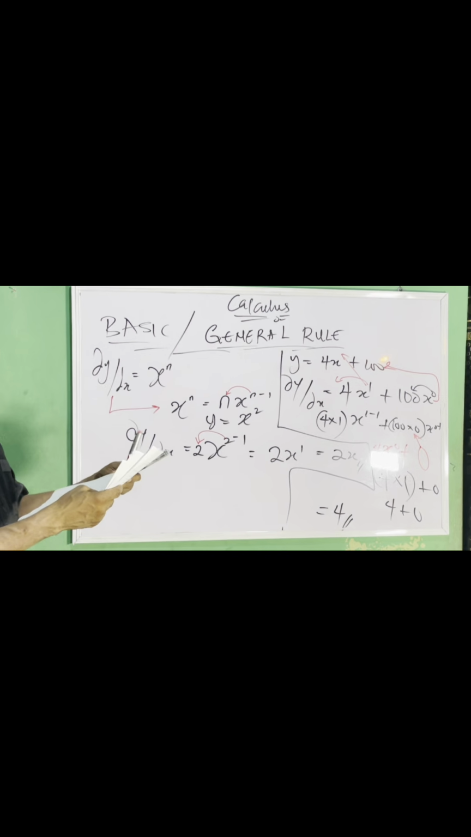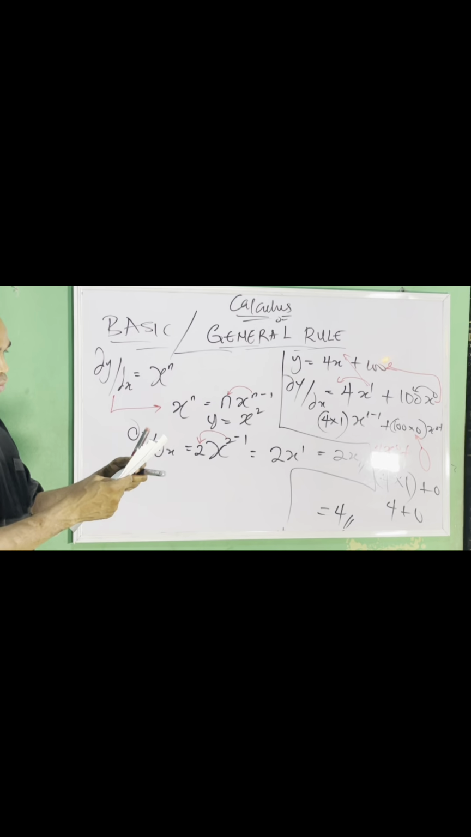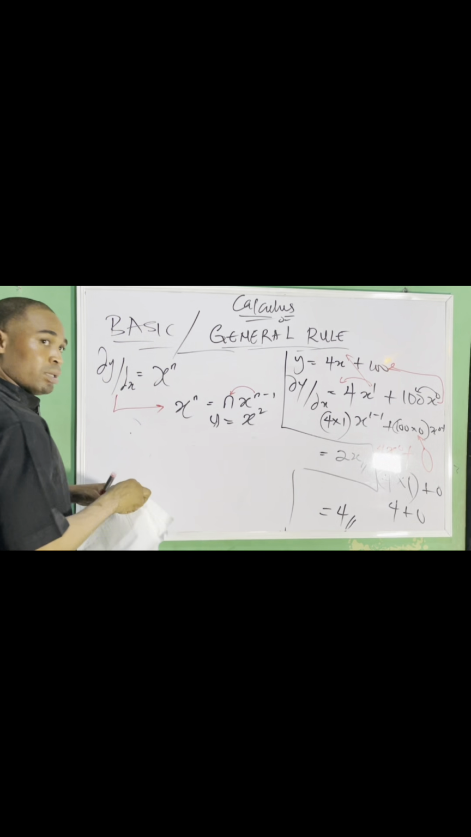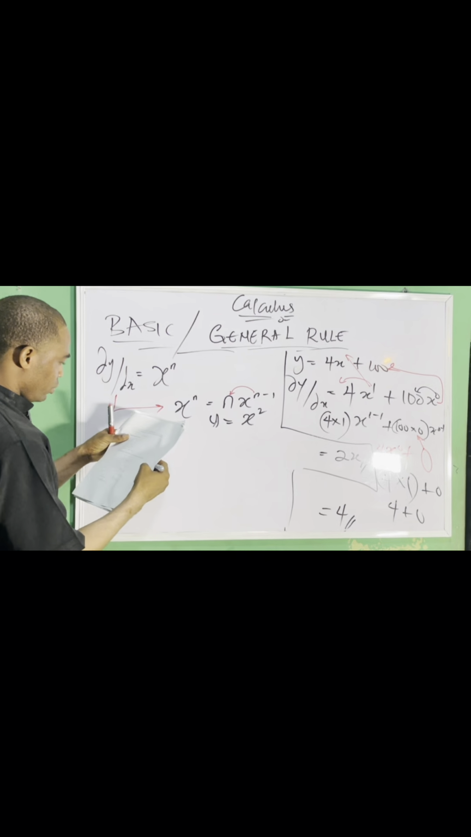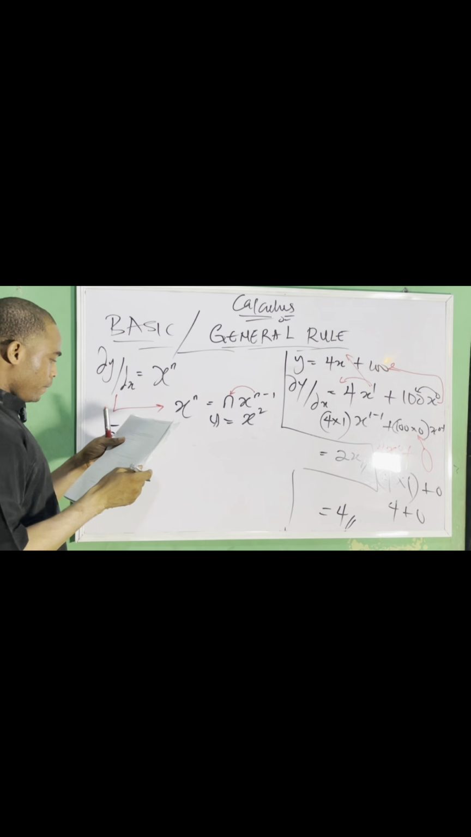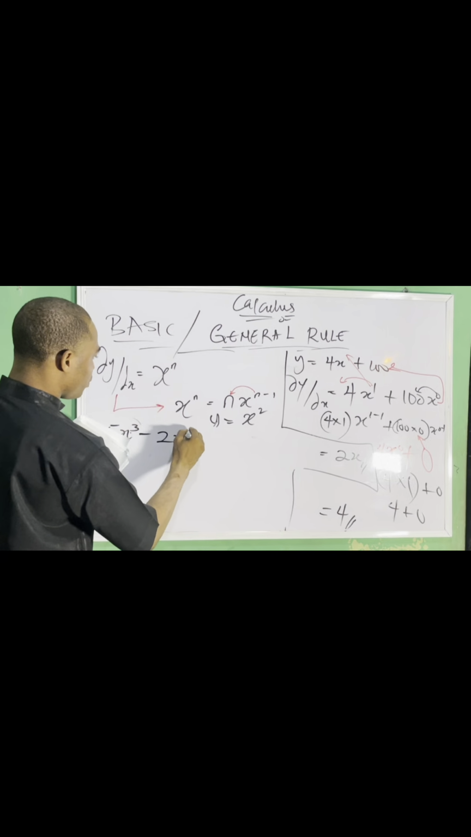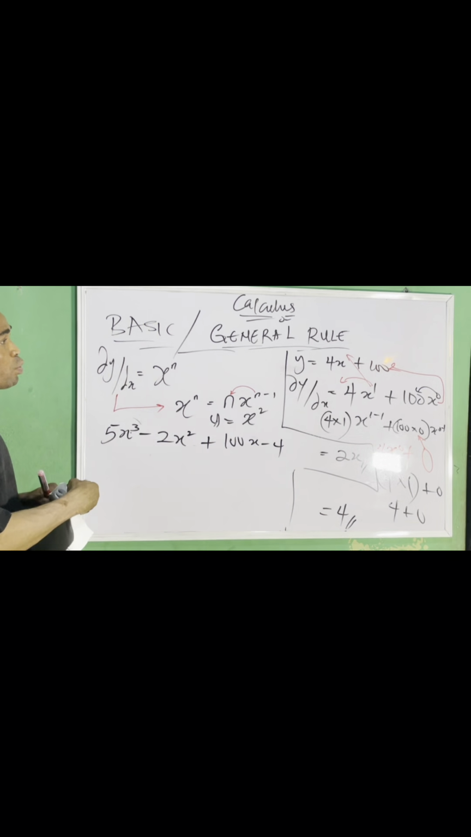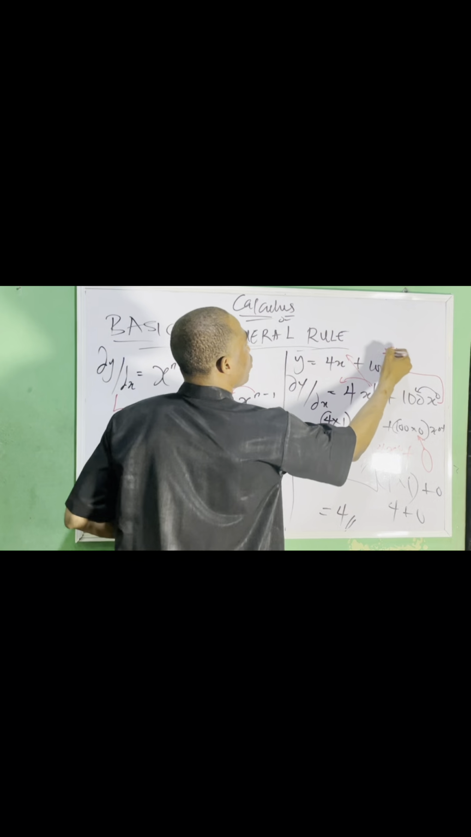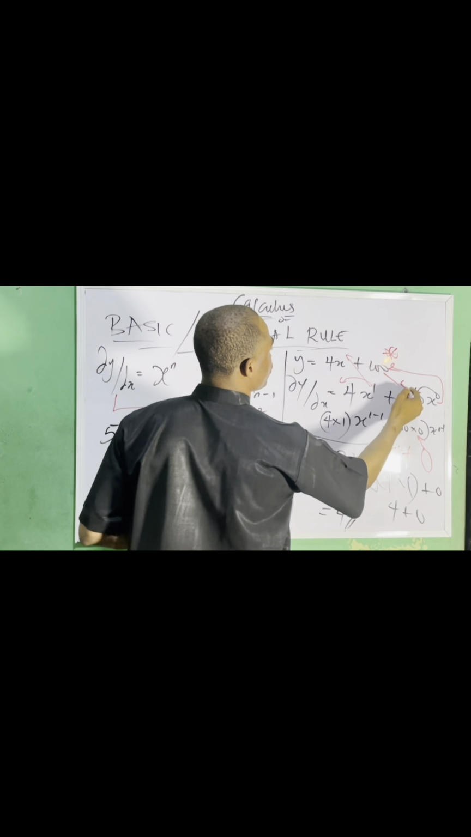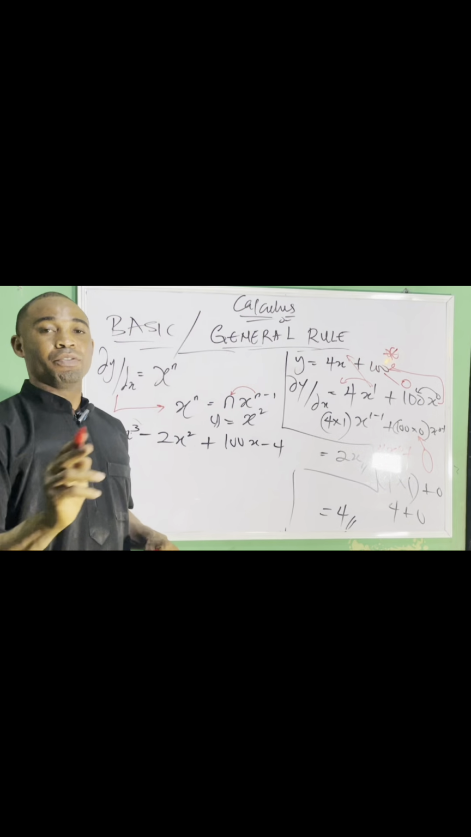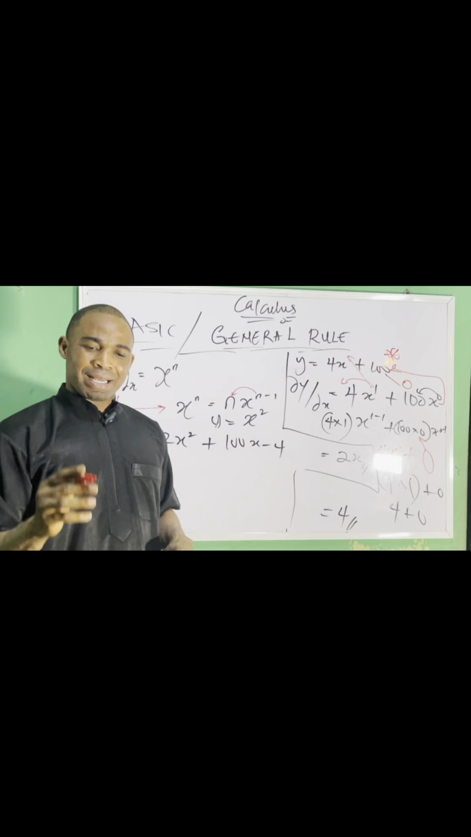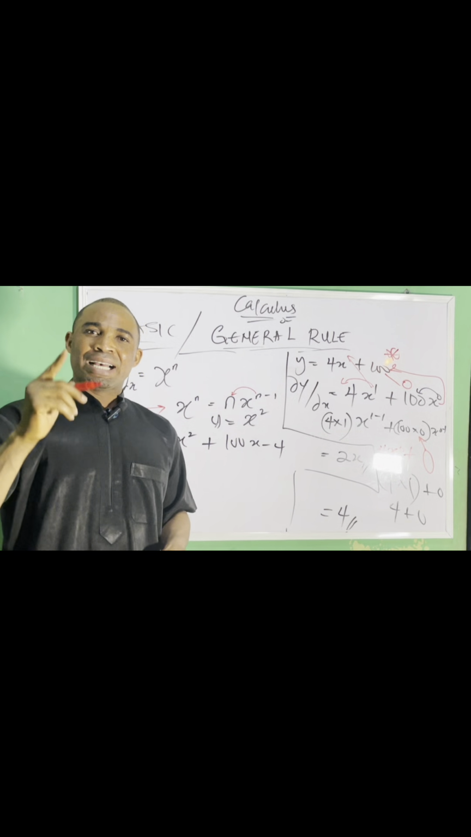Then let me look at another simple example here. Let us assume that you have 5x raised to power 3, minus 2x raised to power 2, then plus 100x, then minus 4. So by solving this question, when you are differentiating, any constant will give you 0. Any constant in this world, even if your constant is 1 million, will give you 0. But if you are differentiating a variable x whose highest power is 1, the answer you will get is the constant.